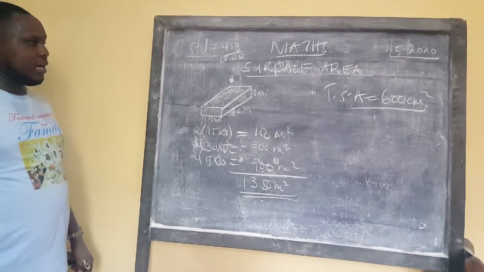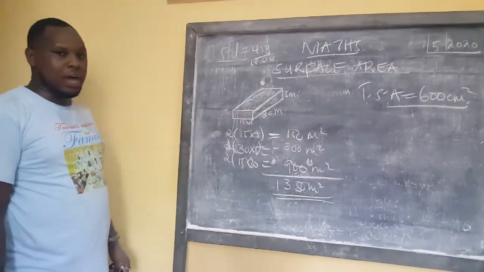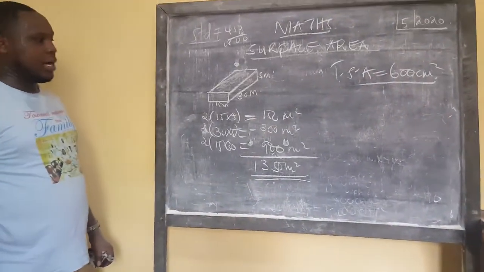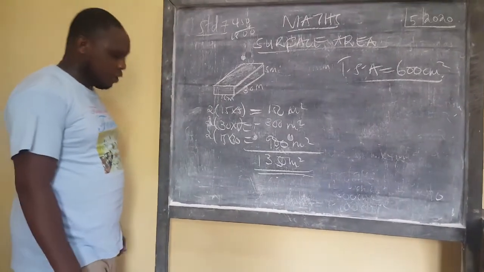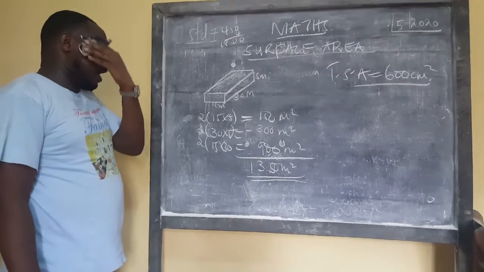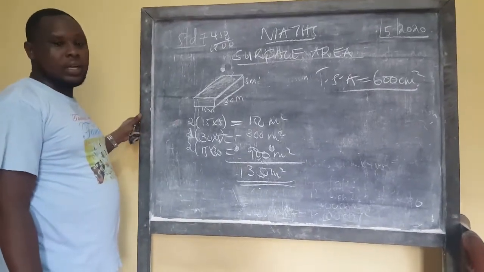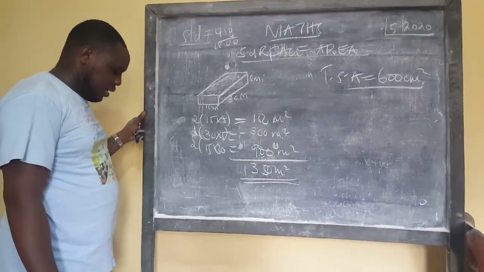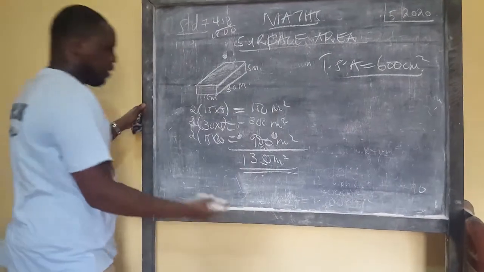So up to that, learner, we are able to calculate the area of a closed cuboid. From there, we will move to the area of an open cuboid. Area of an open cuboid.